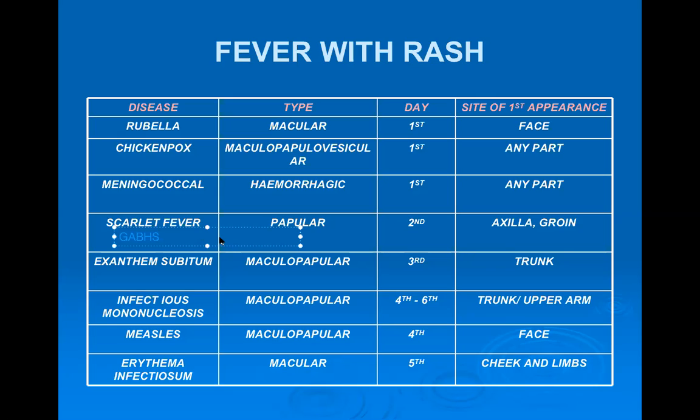Never forget this. The rashes usually appear on the second day of illness, and the site of first appearance is the axilla and the groin. Later on, they can spread to the whole body.